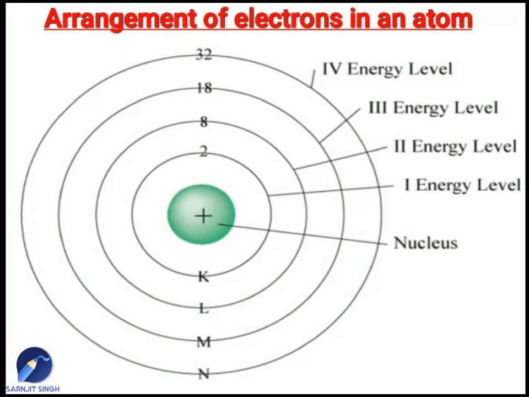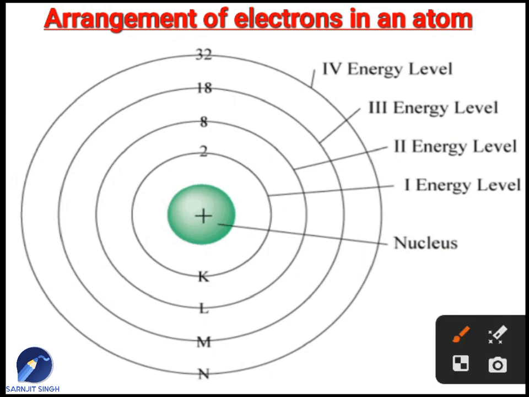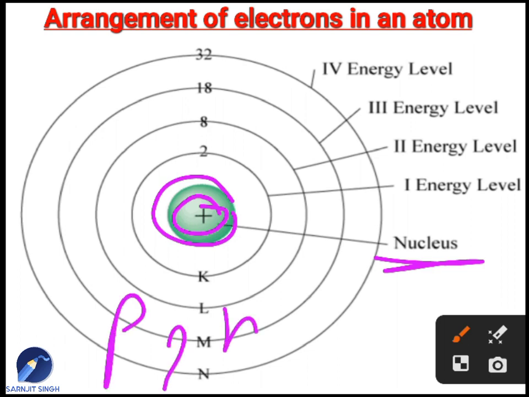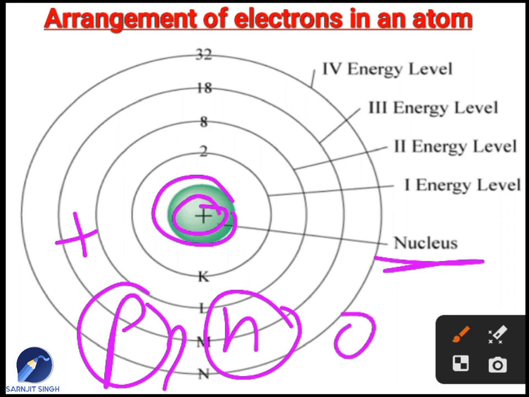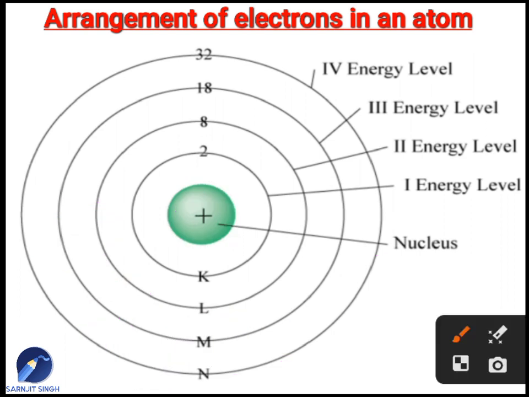Next, arrangement of electrons. How the electrons are arranged inside the atom. Now we know that inside the atom, at the center, the nucleus is there. Can you guess why this positive is written? Because inside the nucleus we know that protons and neutrons are there. Protons have positive charge, and neutrons do not have any charge, so they have zero charge. So the total charge on the nucleus is positive. So that is why a positive sign is here. So the nucleus is present at the center of the atom.